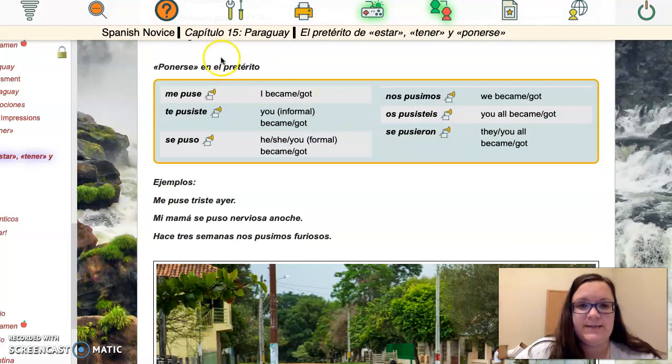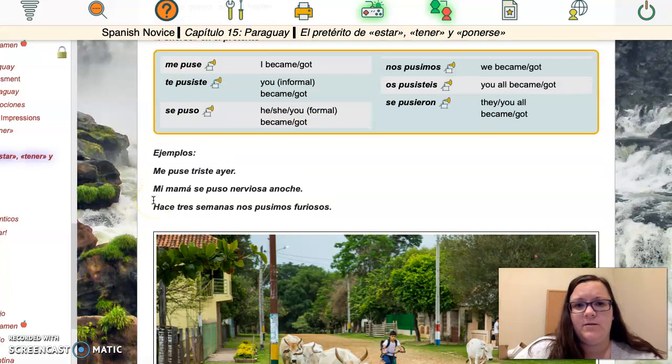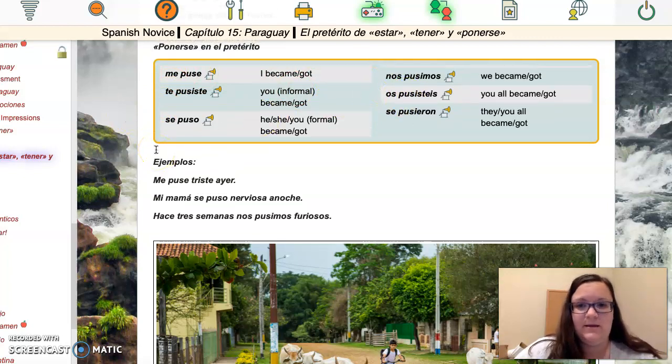And then we get into ponerse, and if you watched the past video, I reminded you that the se at the end indicates that our verb is reflexive. So when you go and conjugate it, you have to put those reflexive pronouns out in front, which was the me, te, se, nos, and se. Os if you're using vosotros, but we don't use that one very often. So just be aware it exists, but we don't use it very much. So we have me puse, te pusiste, se puso, nos pusimos, and se pusieron.